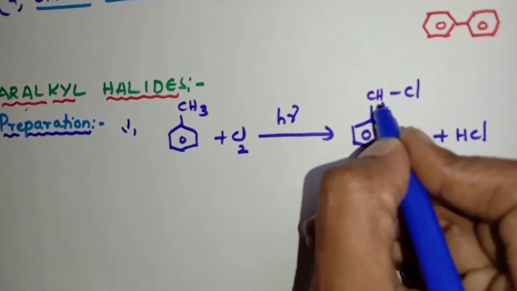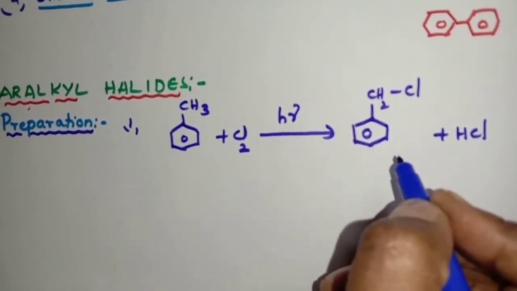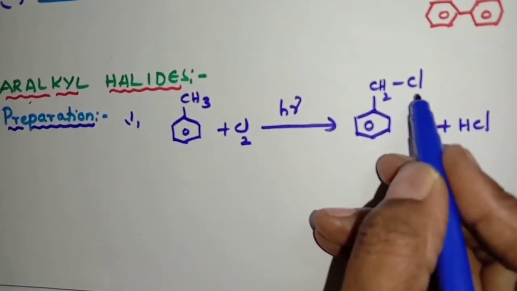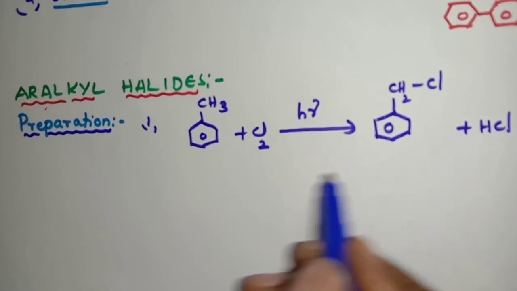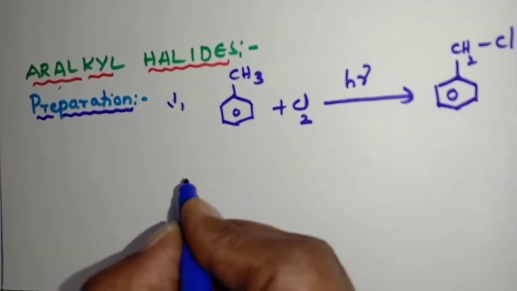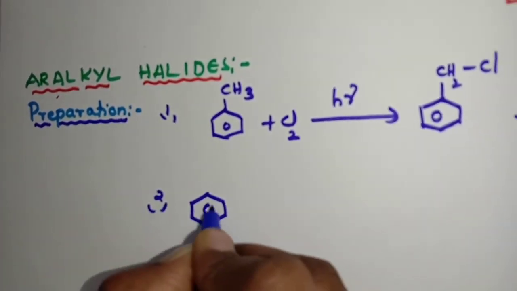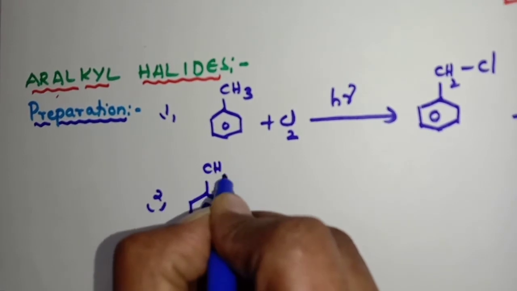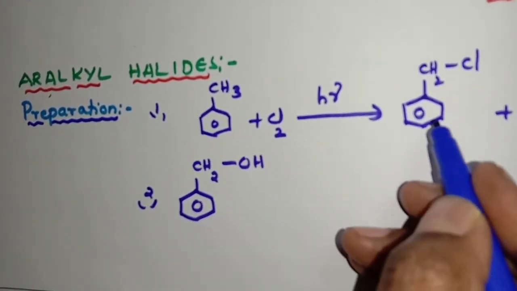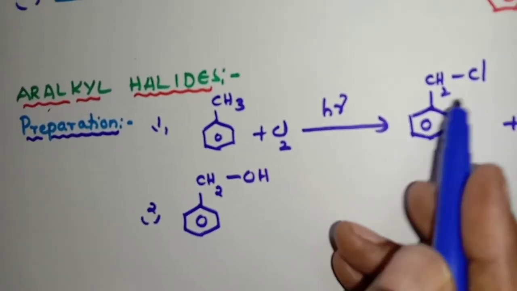So C6H5CH2 group is called as benzyl group. Benzyl. Okay. So benzyl chloride. Okay, students. Fine. Benzyl chloride. Next, second preparation method. Taking C6H5CH2OH. Okay. So these two are looking alike, na? But here there is Cl, here there is OH group. This is called as benzyl chloride.